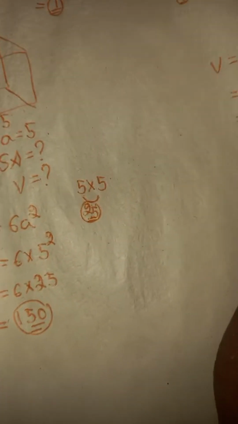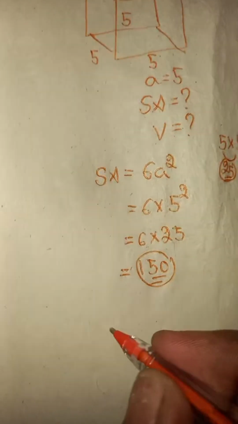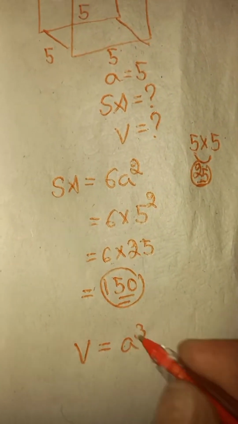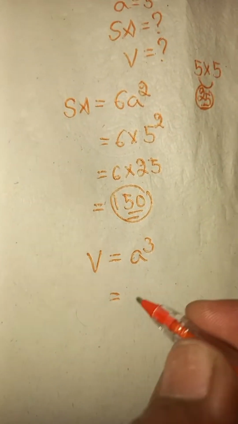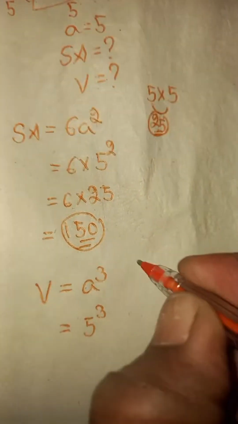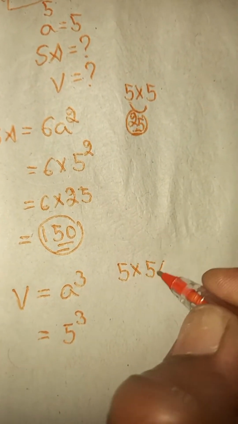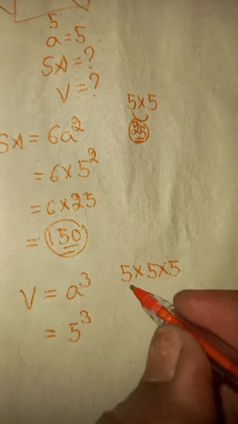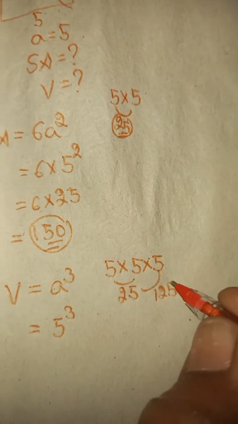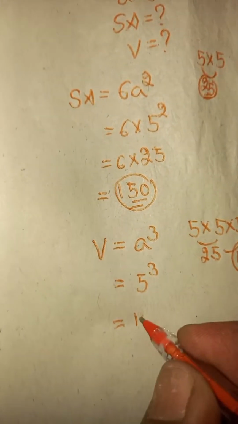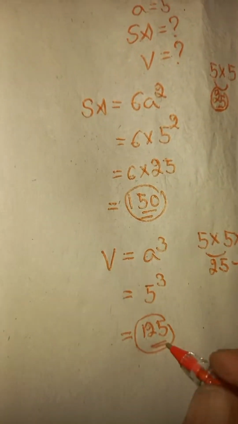Let's find out the volume of the cube. The volume of the cube can be found as a cube, where the side length is 5 units, so it becomes 5 cube. Now 5 cube you can write as 5 times 5 times 5. Now 5 times 5 is 25. 25 times 5 is 125. So this is equal to 125 cubic units.